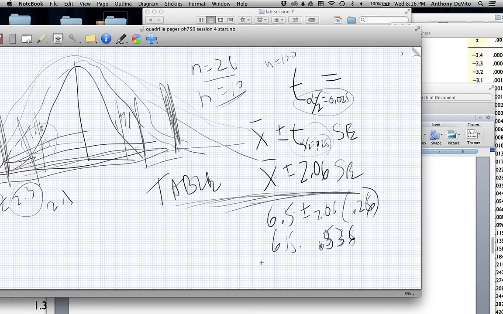So that's going to be somewhere around 5.35 to 6.7 or something like that. Right, so that's our 95% confidence interval. Now that's different because we didn't use the population standard deviation, and you had to use 2.06. That's different from what we would have calculated if we had used 1.96, with the population standard deviation.